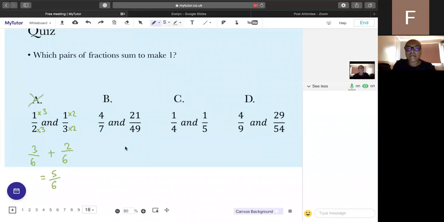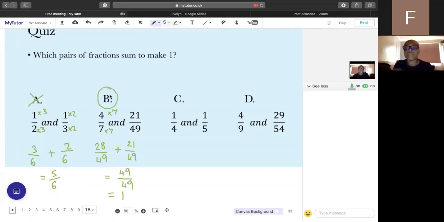The next one, 4/7 and 21/49. Now I know that both of these are factors of 49. So 21/49 can stay the same. But 4/7, I need to multiply my numerator and my denominator by 7. So 4 times 7, we've got 28, and then 7 times 7, we've got 49. So if I added these together, it would give me 49/49, which is exactly the same as 1 because they're both the same number on the numerator and the denominator. So our answer for this one would be B.